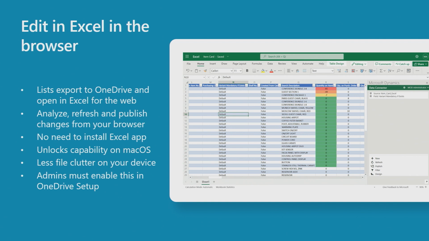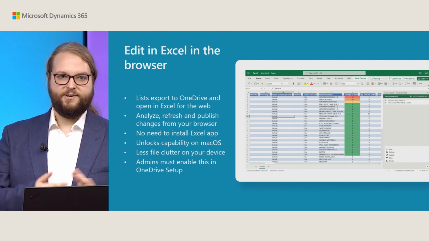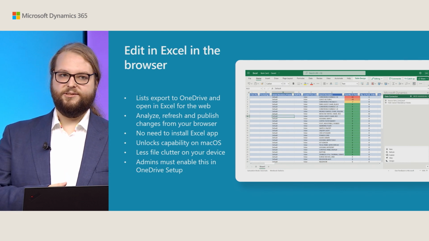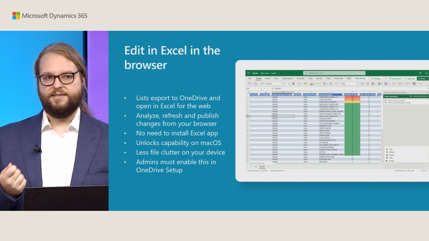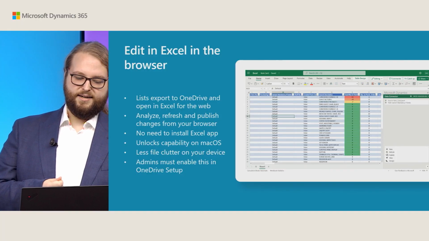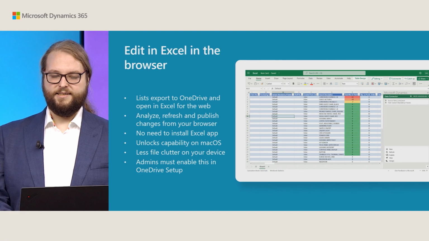So we can very easily export our lists to OneDrive either through Open in Excel or Edit in Excel. This is very nice because it all opens on Excel for the web, which means you do not need to install it locally, which unblocks certain blockers that we had previously, such as running the Excel add-in on macOS. So now it's very easy to bulk update data in Business Central without installing any additional apps. Additionally, because the file now goes to OneDrive, there is now less file clutter on your device. And as mentioned previously, admins need to enable this functionality in the OneDrive setup.